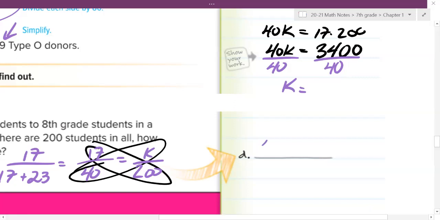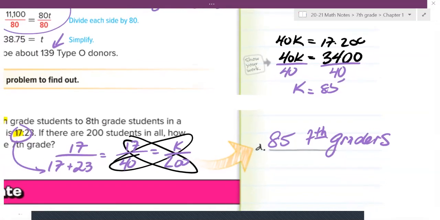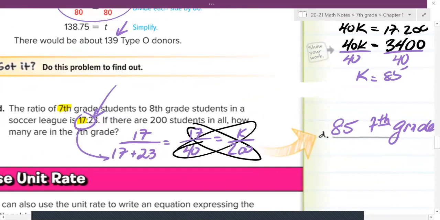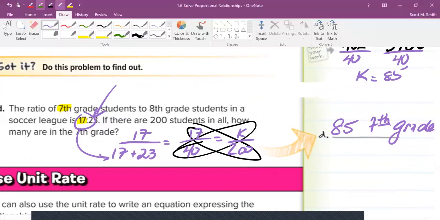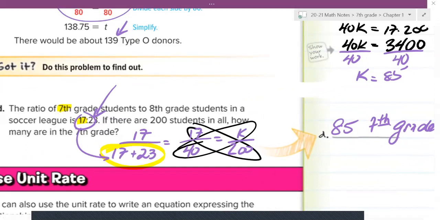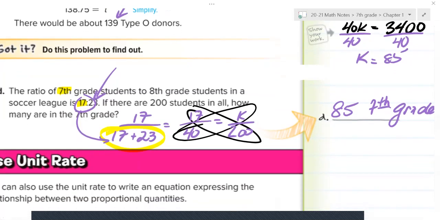So there are 85 seventh graders in my first 3 classes. So the main thing about that is when you take the ratio that has the colon in it, you have to add them together. How many 7th graders, how many 8th graders, you add those together in the denominator because that's the total amount of students, and they're telling us, okay, if we have 200 students, how many of them are 7th grade?